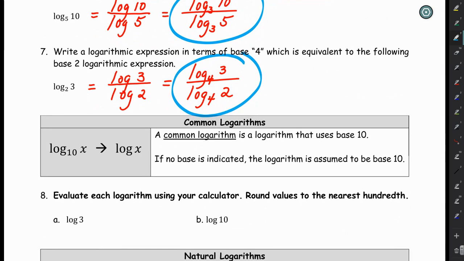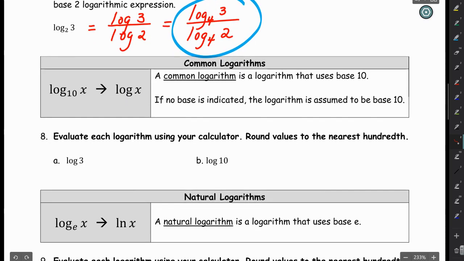So a common logarithm is a logarithm that uses base 10. If no base is indicated, the logarithm is assumed to be base 10. So I showed you that a little bit in one of the previous problems. It's used so often that it's almost like a shorthand: if there's no base written there, we assume it's 10. Again, that's because common logarithms are used so often, there just became this shorthand. We just assume that there's a 10 there.